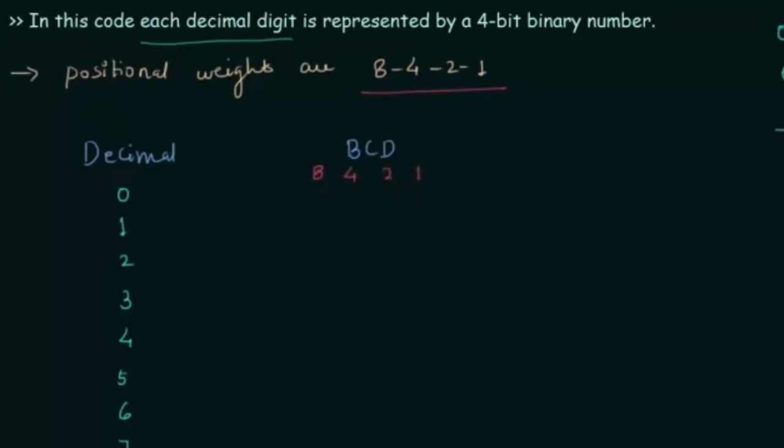For 0, we have to make all the 4 bits equal to 0. We will represent each and every decimal digit by a 4-bit binary number. That's why I have taken 4 bits. To represent 1, we will write 0, 0, 0, 1 because the weight of LSB is 1. For 2, we will write 0, 0, 1, 0.